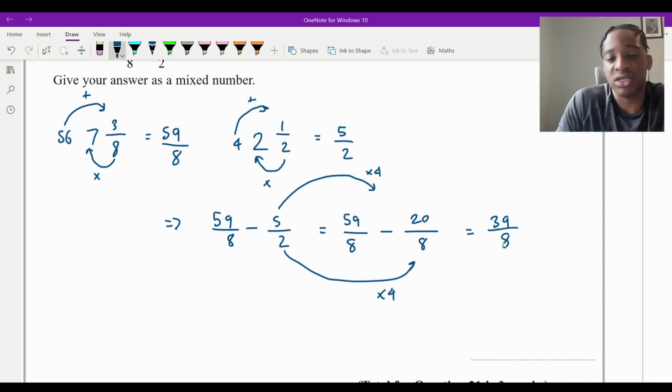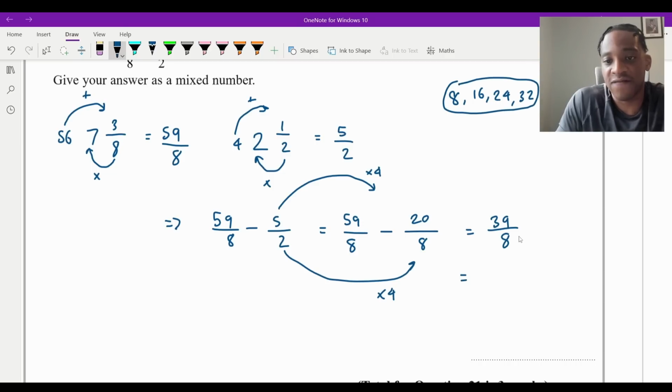Now, the question asks us to give our number as a mixed number. This is an improper fraction at the moment, so we can't use this. So what we do now to get it back into a mixed number is you ask yourself, how many times does the denominator 8 go into 39? Well, you've got 8, you've got 16, you've got 24, you've got 32, then you've got 40. So quite clearly it goes in 4 times.